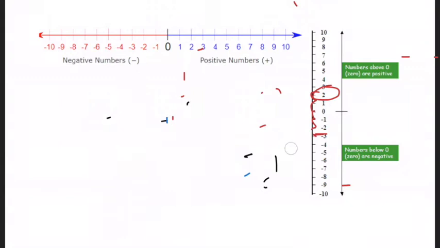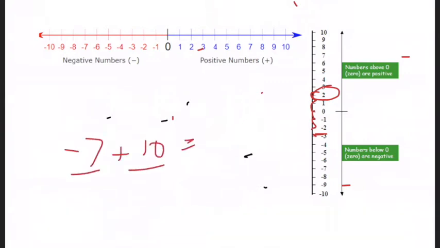All right, so next one. Let's say I have negative 7 plus 10. One's negative, one's positive. I subtract, I get 3. And I take the sign of the bigger absolute value. 10 is bigger than the 7, so it's positive 3.